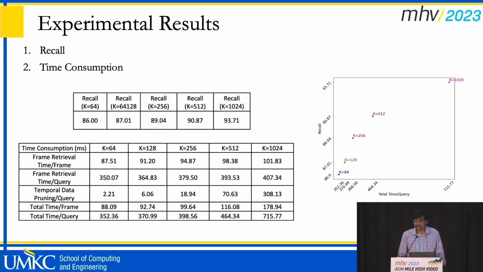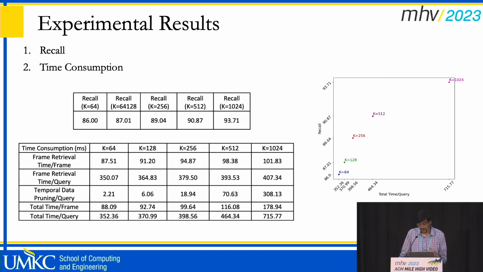For the experimental results, we show 2 results. One is the recall, and one is the time consumption. For the recall, it means that in the retrieved video IDs, the ground truth video ID should be in that set. If the ground truth video ID is not in that set, we don't get a correct result. We only get a correct result if the video ID is in that set.